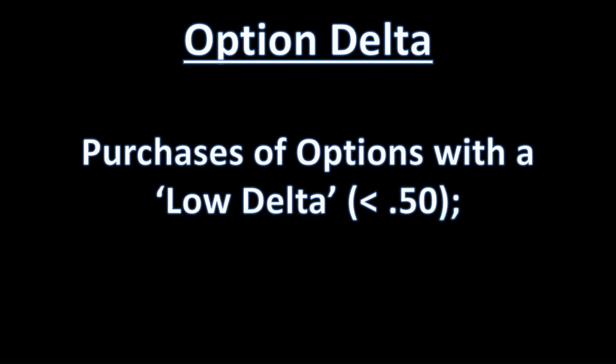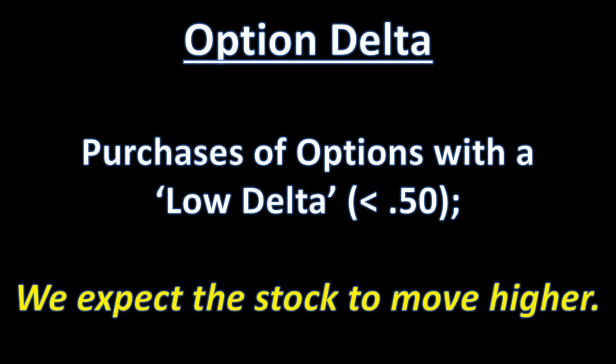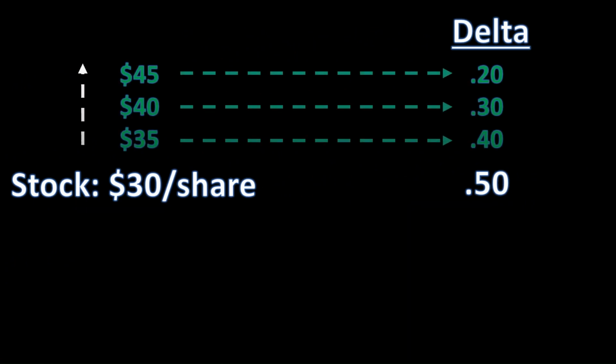So the purchase of options with a low delta, such as less than 50, implies we expect the stock to move higher. Doesn't make sense? We'll show you in a different way. Let's pretend another average stock that's $30 a share. Wherever the stock price is right now, that is a 50 delta. The current stock price corresponds with an option contract that is always 50. 50 means where the market is right now.